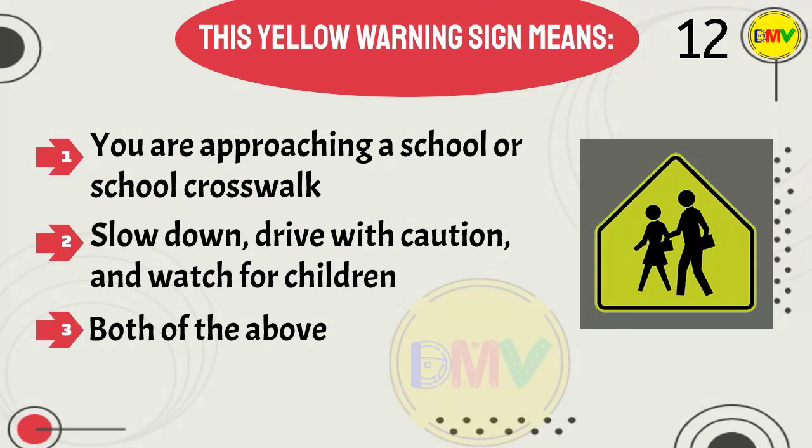The question 12. This yellow warning sign means 1. You are approaching a school or school crosswalk. 2. Slow down, drive with caution, and watch for children. 3. Both of the above. The correct answer is 3. This sign is placed on roads near schools to warn drivers to slow down, drive with caution, and watch for children.